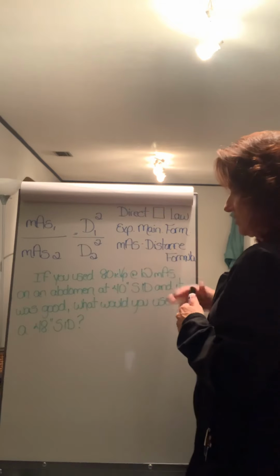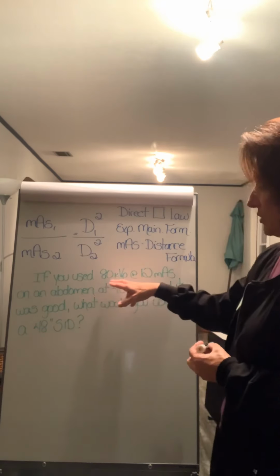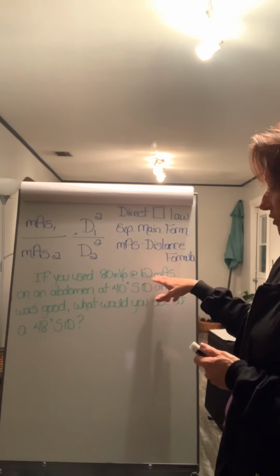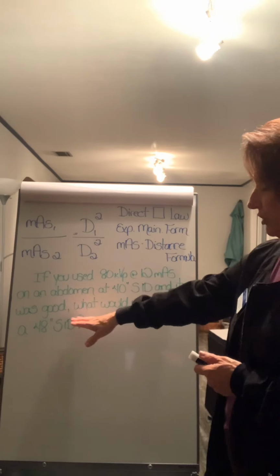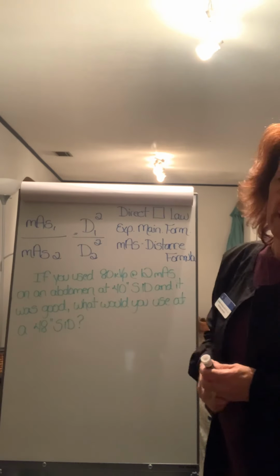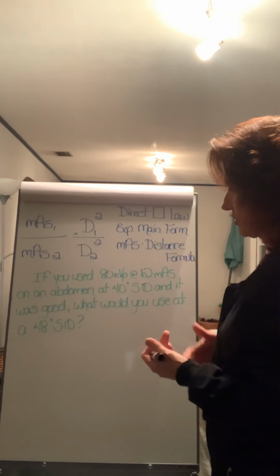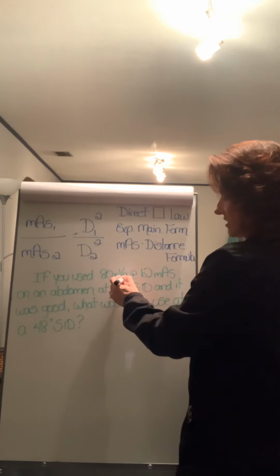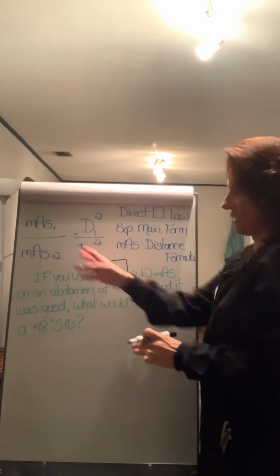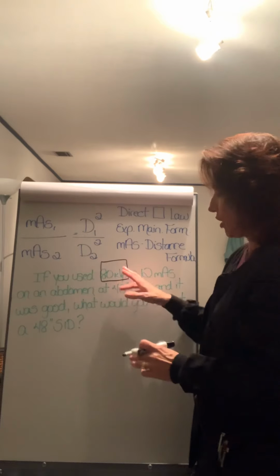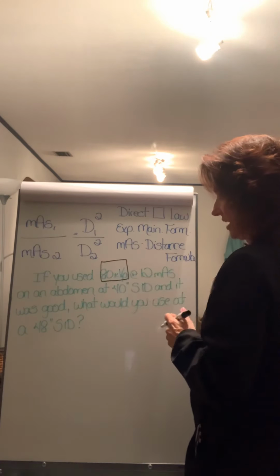The example I gave here says that if you used 80 kVp at 12 mass on an abdomen at a 40-inch SID and it was good, what would you use at a 48-inch SID? So if we mark these for what we would use them for, the first thing we come across is 80 kVp. Now, 80 kVp has nothing to do with our formula, but we will use it, so we'll just make note of that.